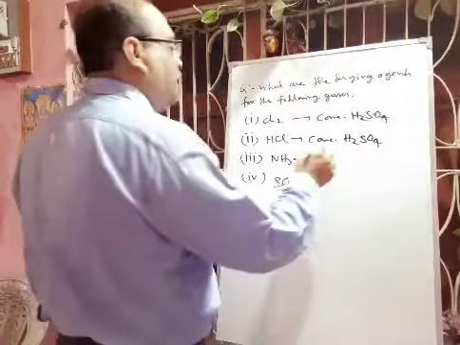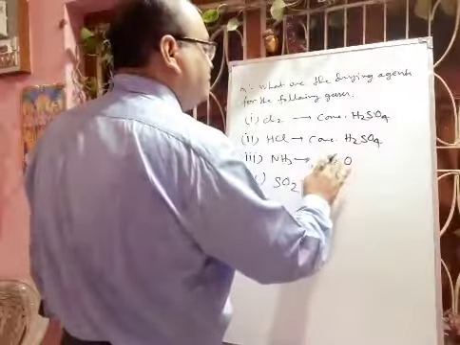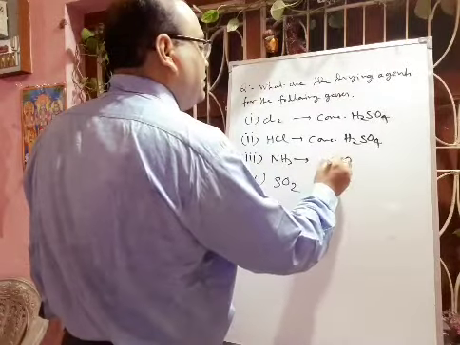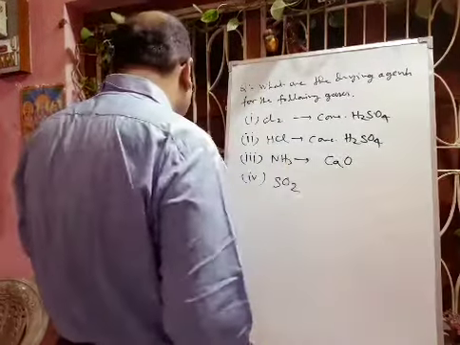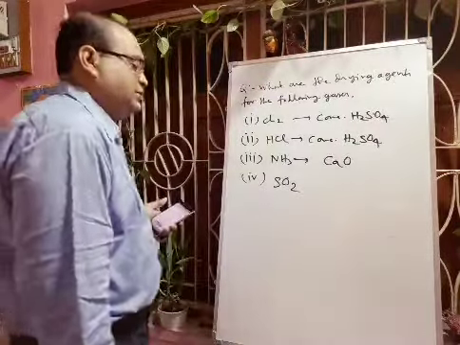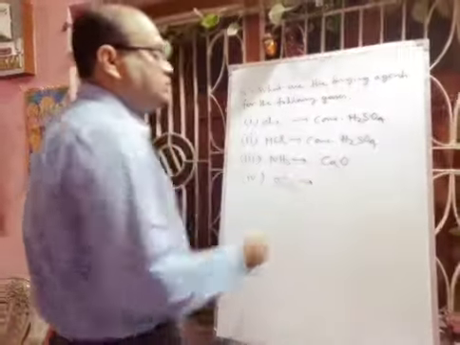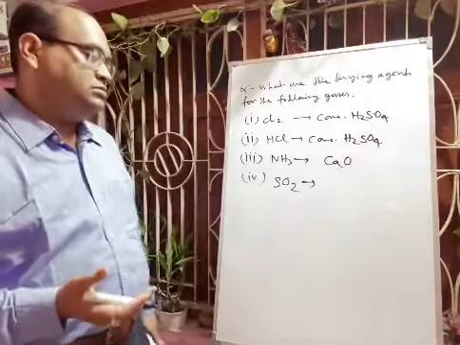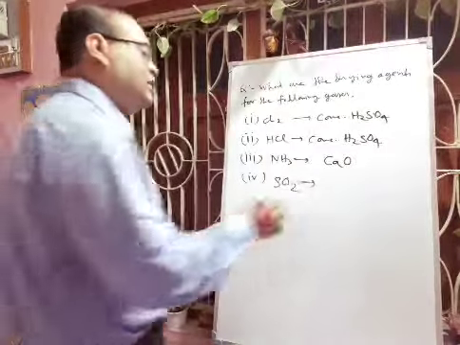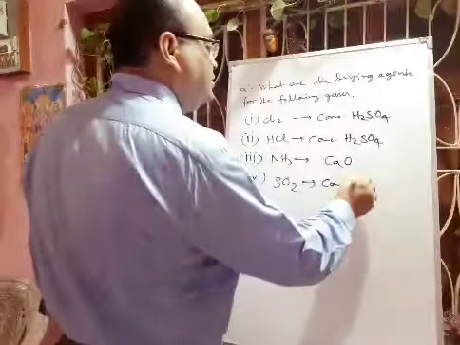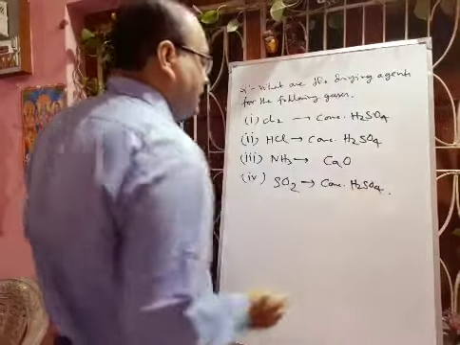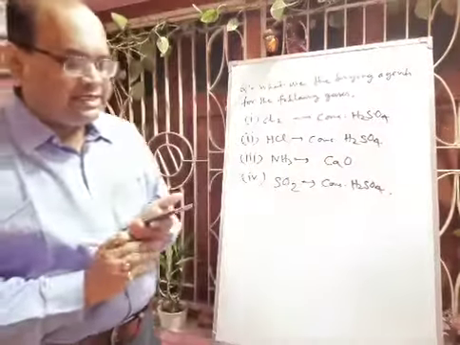Rather we can use calcium oxide. Both are bases. Ammonia is a base and calcium oxide is a base. So here you can use calcium oxide. And sulfur dioxide is also what type of gas? Acidic gas. So here also you can use concentrated sulfuric acid as drying agent. So different types of drying agents are there.